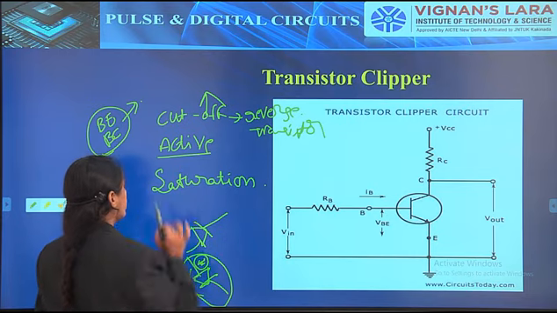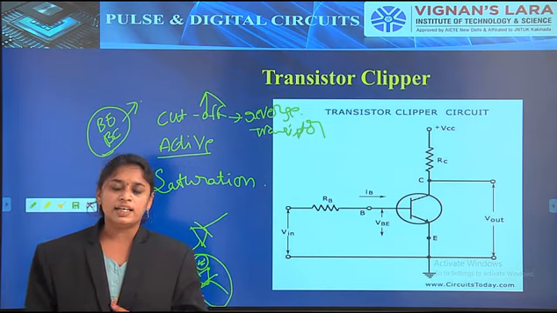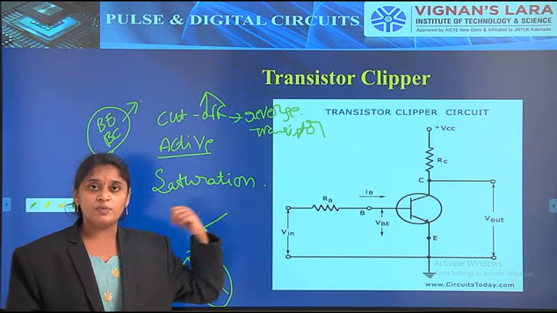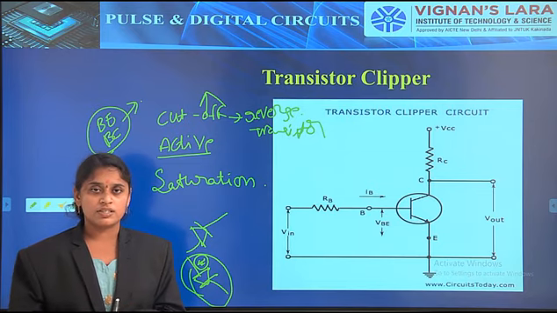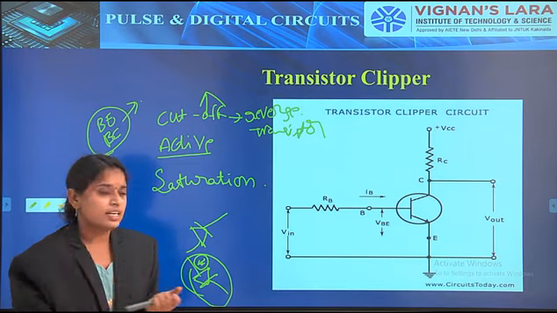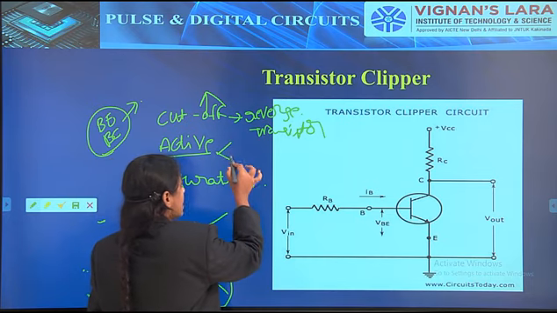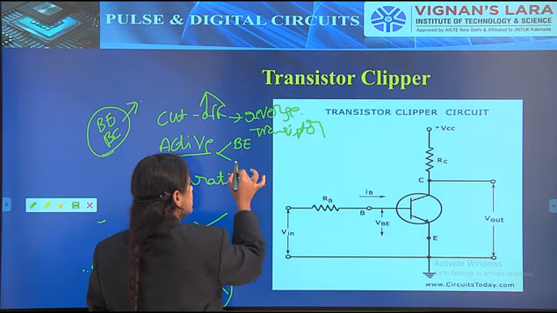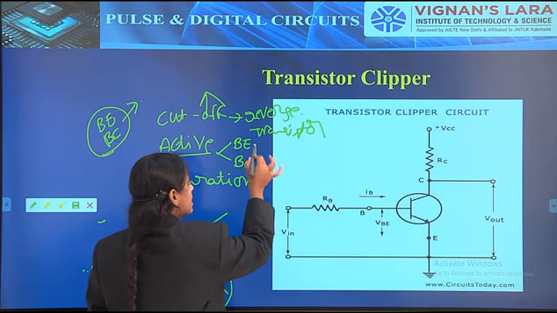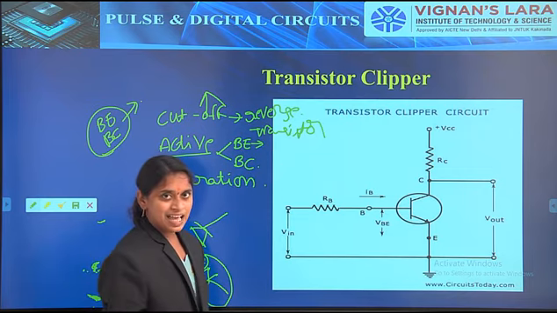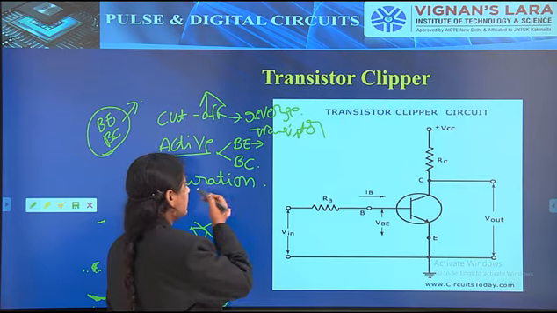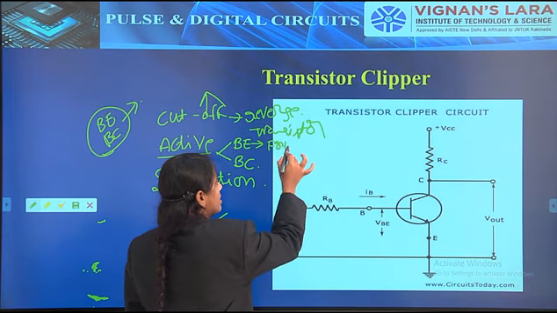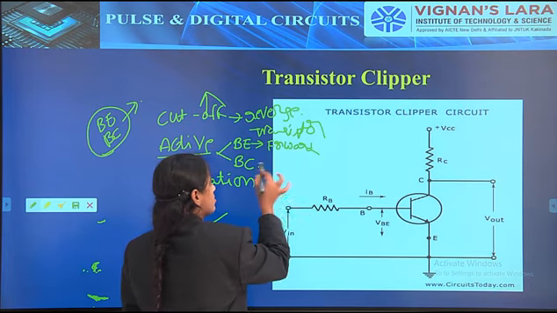Next is the active region. What is meant by the active region, and how does the transistor perform in the active region? We have to discuss that. As we know, a transistor consists of two junctions, the base emitter junction and the base collector junction. In the active region, the base emitter junction will be forward biased and the base collector junction will be reverse biased.